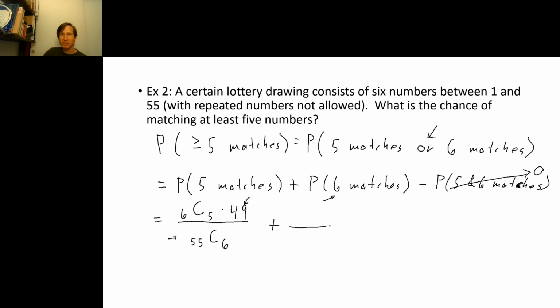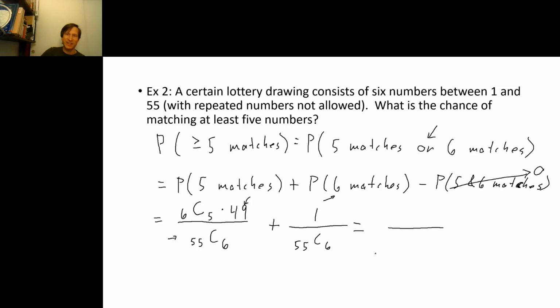Now for the second probability, again, the sample space is just the total number of possible lottery drawings, and that's still 55 choose 6. And how many ways are there to get exactly 6 matches? Well, to get exactly 6 matches, that's matching every single number, and there's only one way to do that, get them all right. Okay, so now we have everything we need. We just have to do all these calculations.